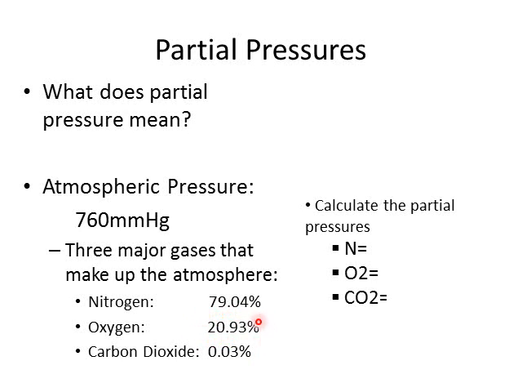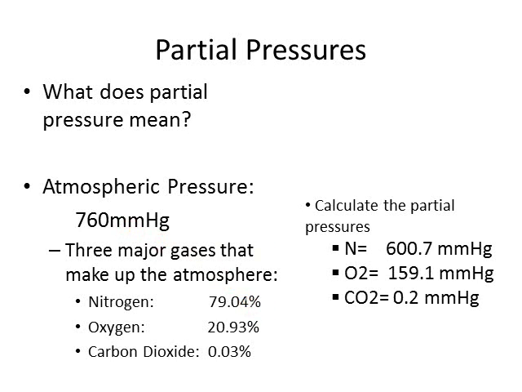Oxygen's about 20.93%, and carbon dioxide somewhere around 0.03%. These vary a little bit, but those are just numbers we can use here. Okay, so if we want to calculate partial pressure of each of these gases at an atmospheric pressure of 760, we take 0.7904, which would be the same as 79%, times 760. What does that give us?